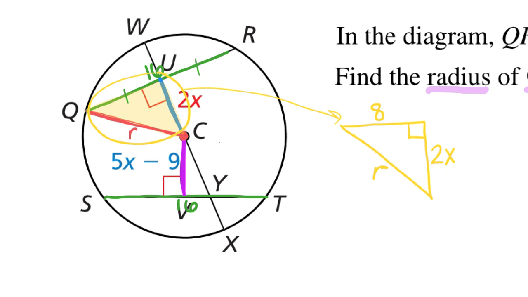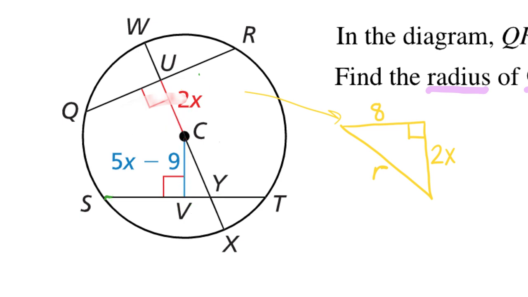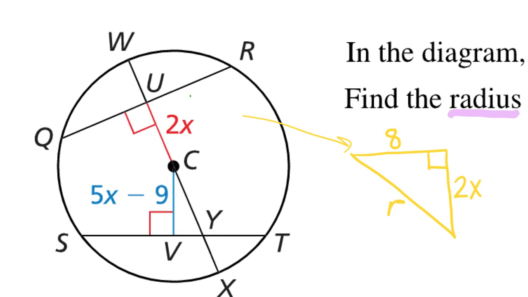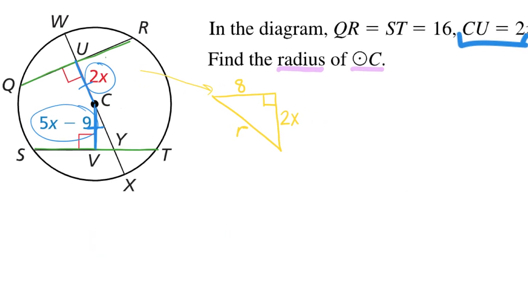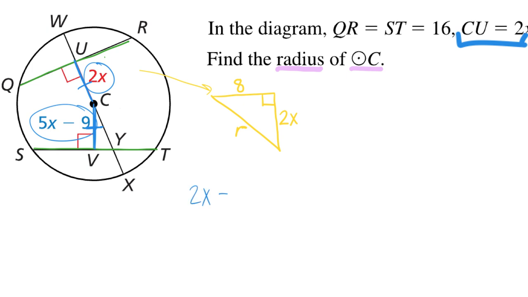So going back to my picture, I'm going to clean this up a little bit so I can see a little bit better. Going back to my picture, we know that according to that theorem we just talked about up here, if two chords are congruent, which they are, right? They're both equal to 16. That means that their distances to the center are also congruent. So that means 2x is equal to 5x minus 9.